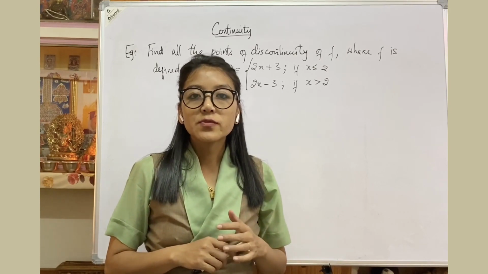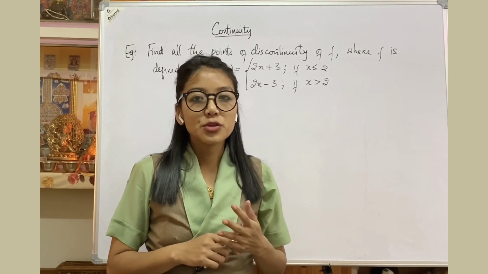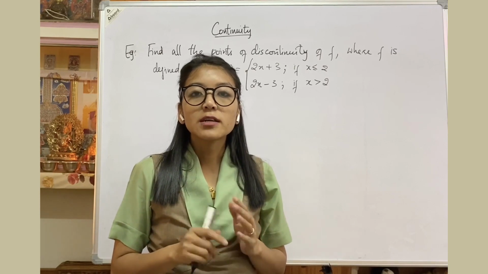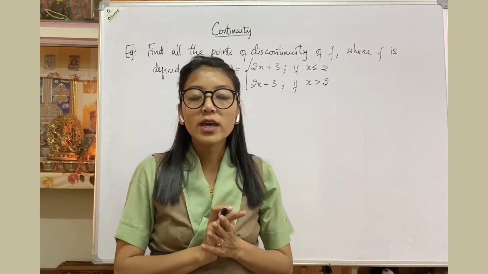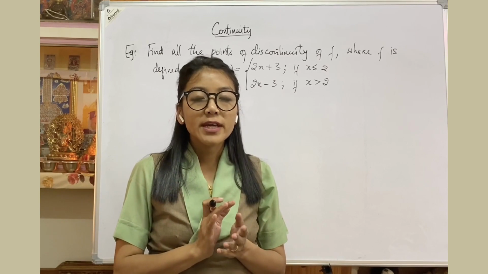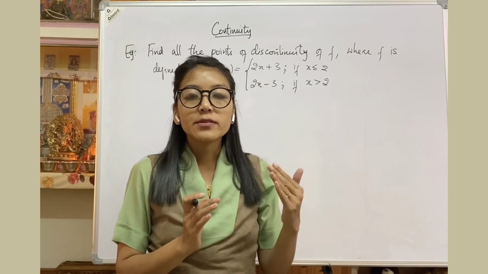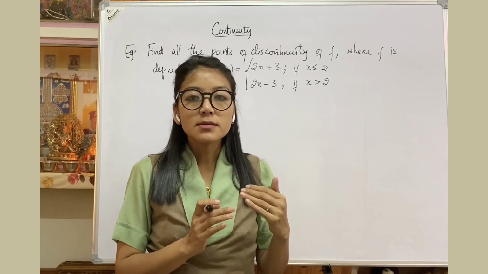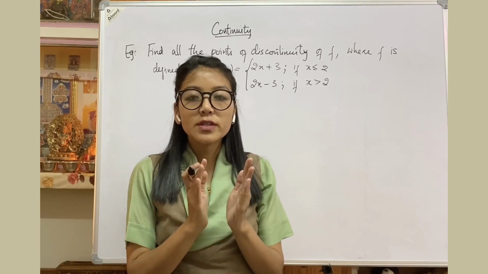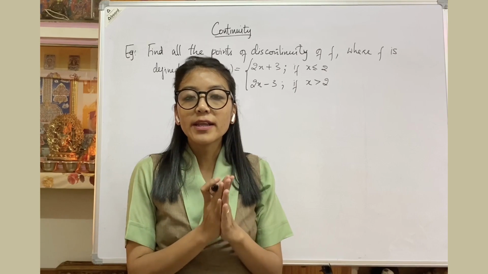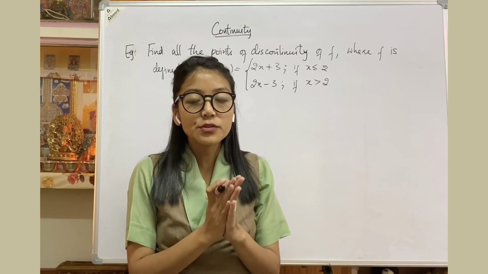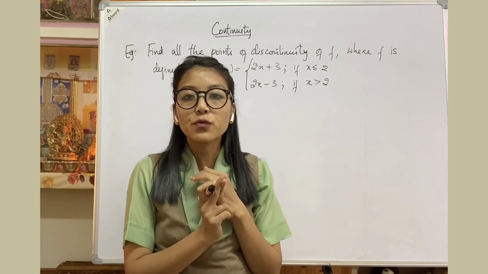So in the last class we had completed the topic continuity, in which we had defined continuity and we had seen how we can check whether a given function is continuous or not. That can be done in three ways. First, you will check whether the function is defined at the point at which you are checking the continuity. That was the first condition you will look for.